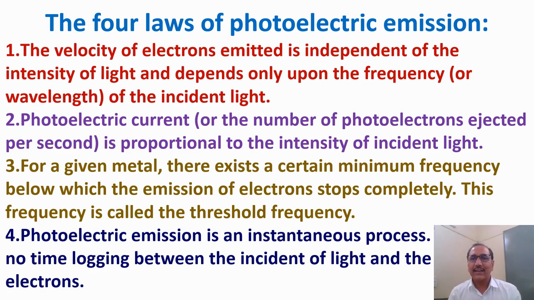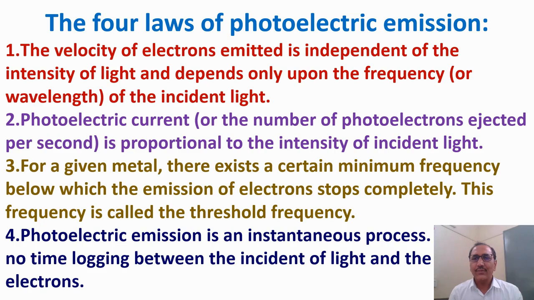Then what is the second? Photoelectric current, that is the number of photoelectrons ejected per second, is proportional to the intensity of incident light. That means if the intensity of the incident light is large, then the photoelectrons ejected are also large in number. Number third is the threshold frequency.